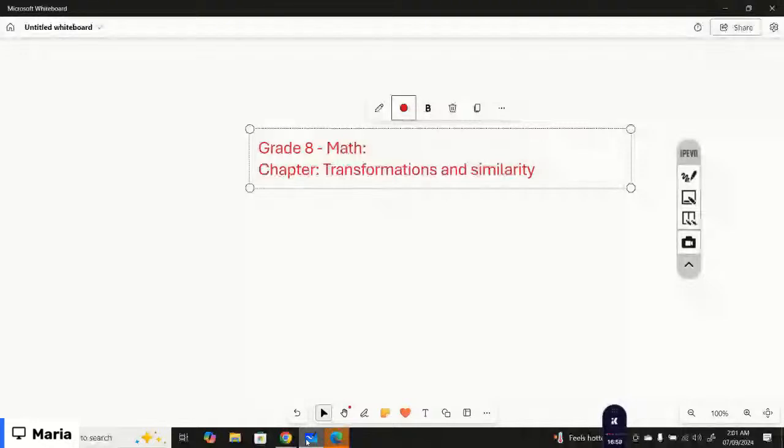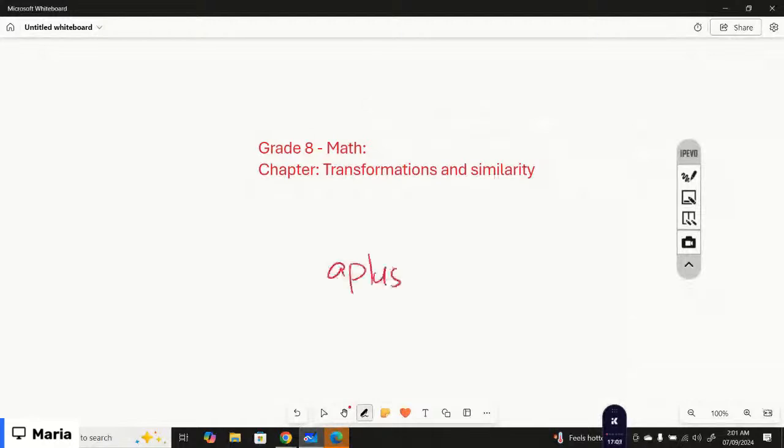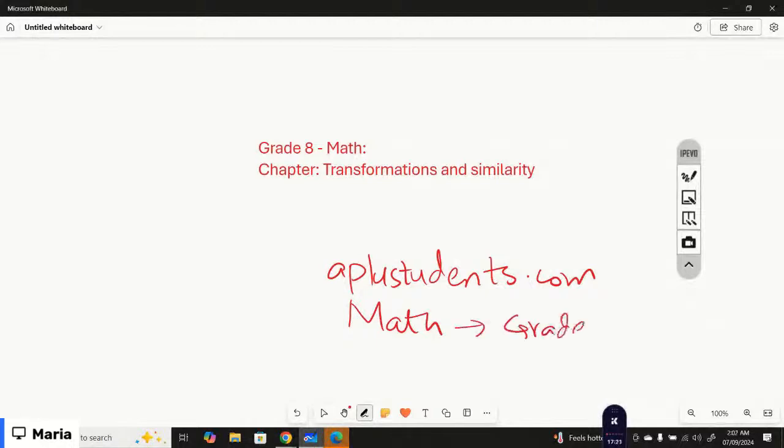You can find all the lessons on aplusstudents.com. You have to log in there using your email address, and the password is provided by the administrator. Then select math from the subject tab, scroll down to grade 8 math, and click on view all lessons. There you can find a list of the chapters. We're going to start with the chapter transformations and similarity.